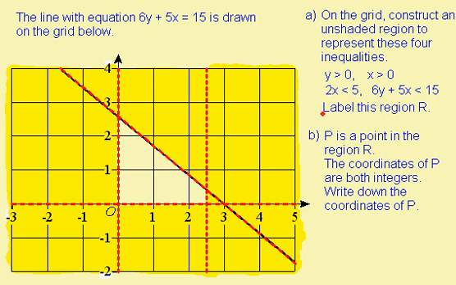Finally, I'm asked to label the region I found as R. For the second part of the question, I'm told that P is a point in the region R, and I'm also told that the coordinates of P are both integers, in other words, whole numbers. If I look at the region R, there's only one point in here with integer coordinates. This must be the point P, and the coordinates are 1, 1.